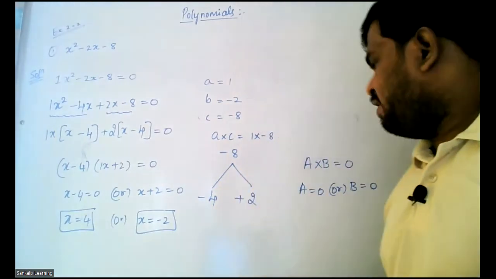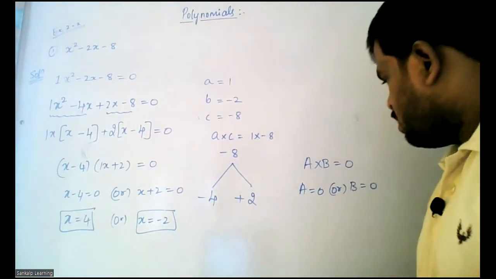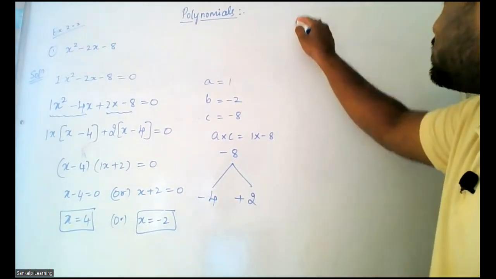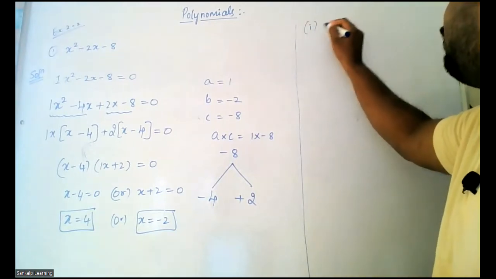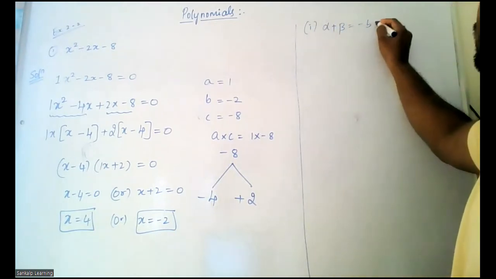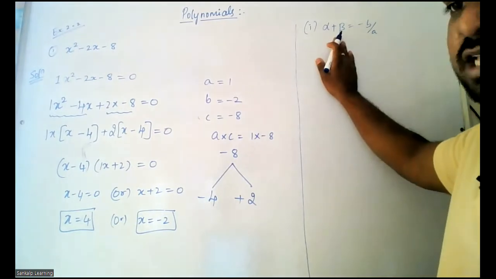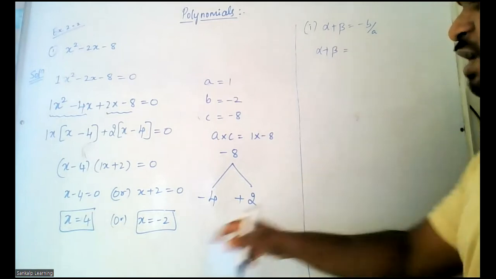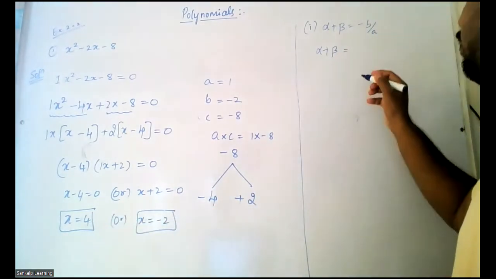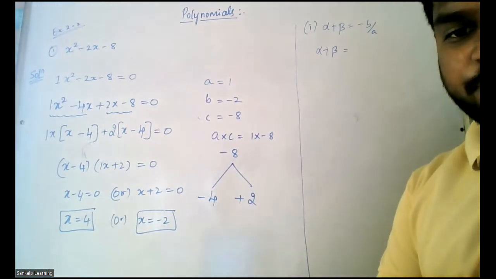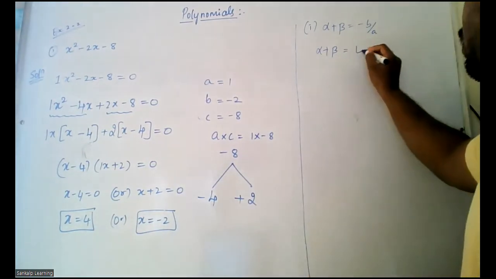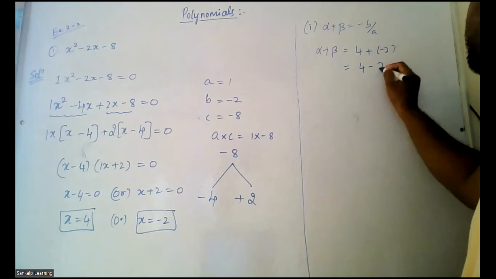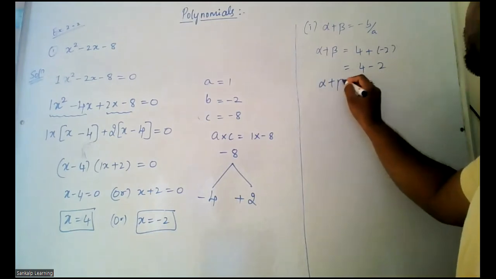Okay. Now let's verify the relationship. What is the relationship that we have to verify? The first thing that we have to verify is whether alpha plus beta is equal to minus b by a. So let's find the LHS separately, RHS separately. Alpha plus beta first. What is alpha? You can take 4 as your alpha. So alpha is 4 and beta is minus 2. So 4 plus minus 2, 4 minus 2 is 2. So alpha plus beta is 2.